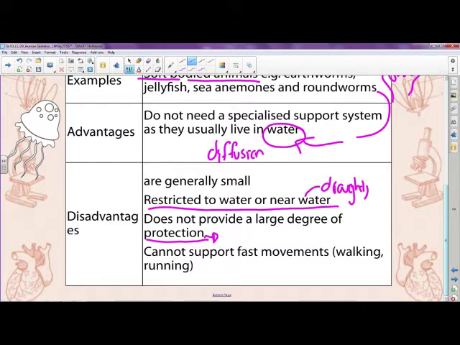And if you notice the organisms that I've looked at, you will also see that they don't do a lot of movement. Very often we say that they are sessile.